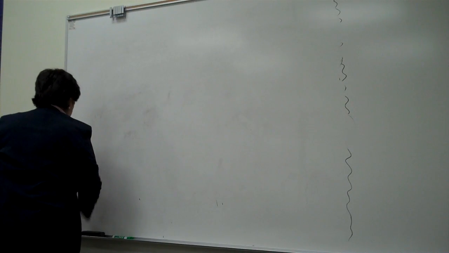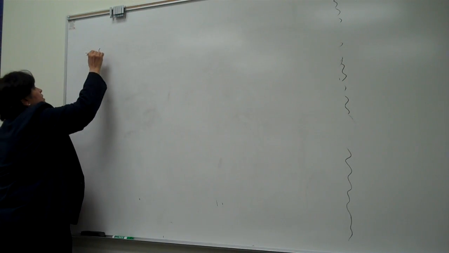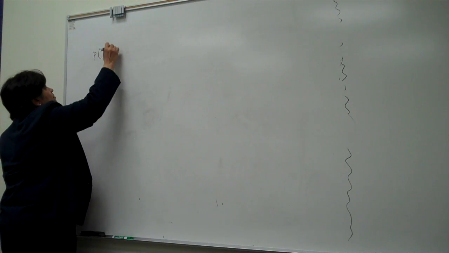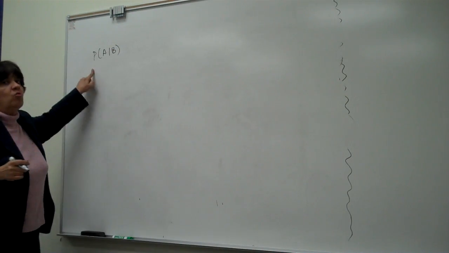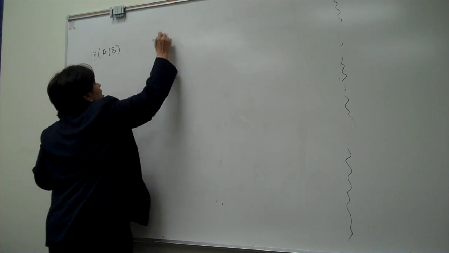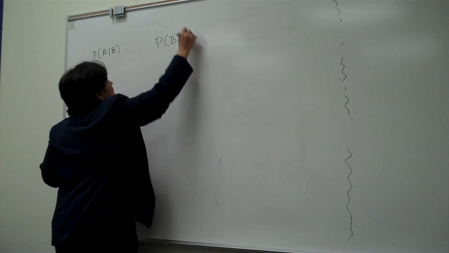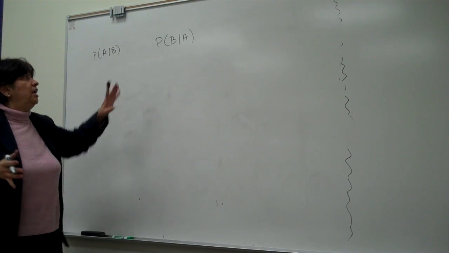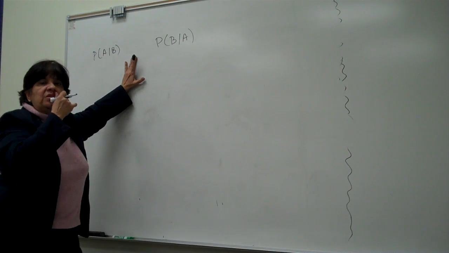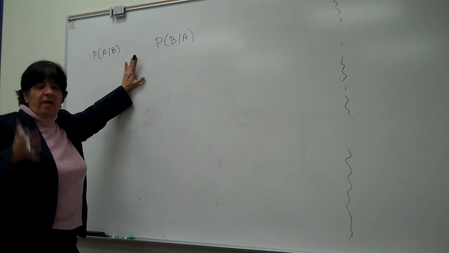We know one conditional probability of, for example, A given B. We know that, and we want to know what is the probability of B given A. That is what we want to know. And when we have this situation, we use Bayes theorem.